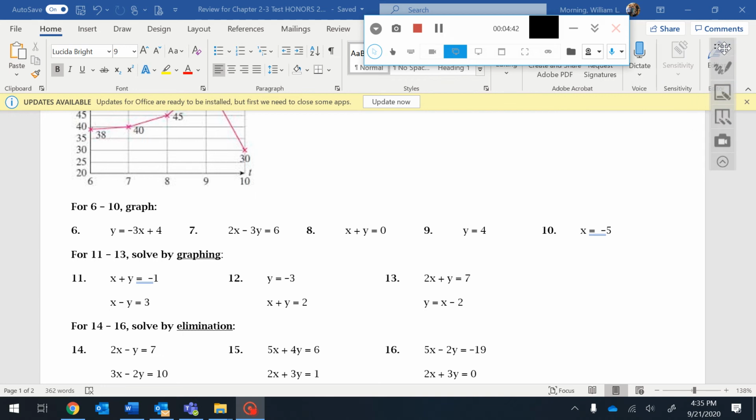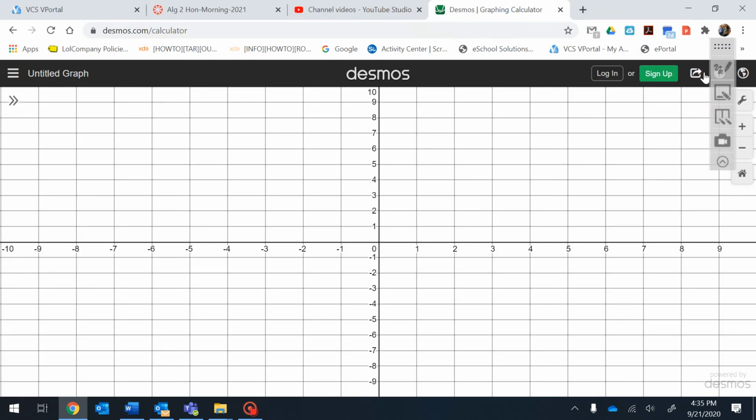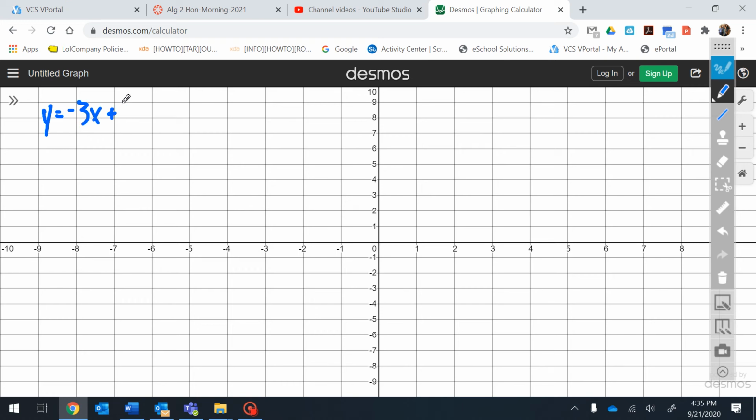Alright, so now we are looking at number 6. We want to graph y equals negative 3x plus 4. So our equation, y is equal to negative 3x plus 4. Graph this by using the slope and the y-intercept. So the slope is negative 3 over 1, because we need a rise and a run, and the y-intercept is 0, 4.